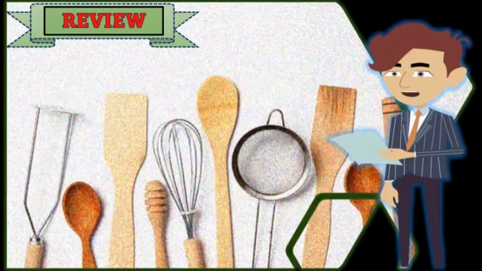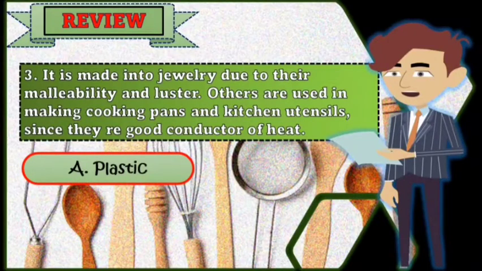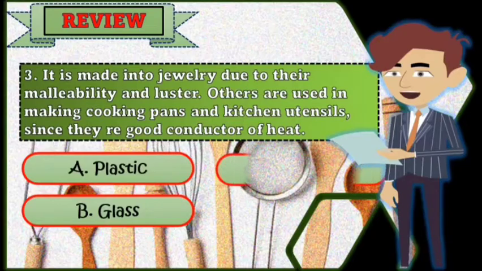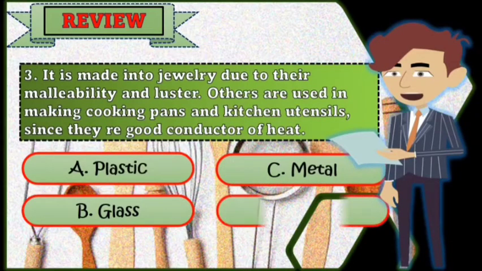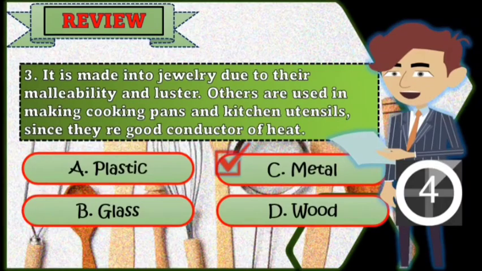Let's now proceed to number 3. It is made into jewelry due to its malleability and luster. Others are used in making cooking pans and kitchen utensils since they are good conductors of heat. Is it A, plastic, B, glass, C, metal, D, wood? And you are right. The answer is letter C.